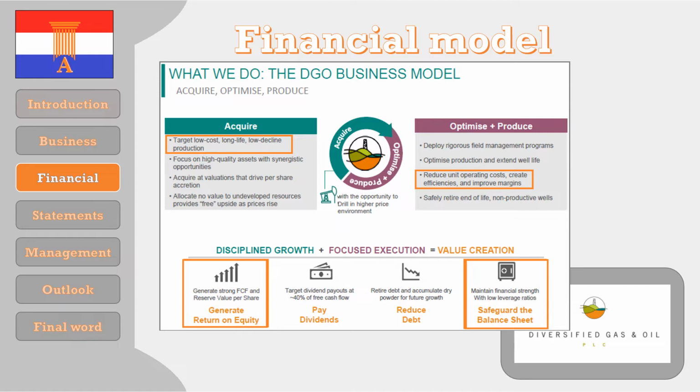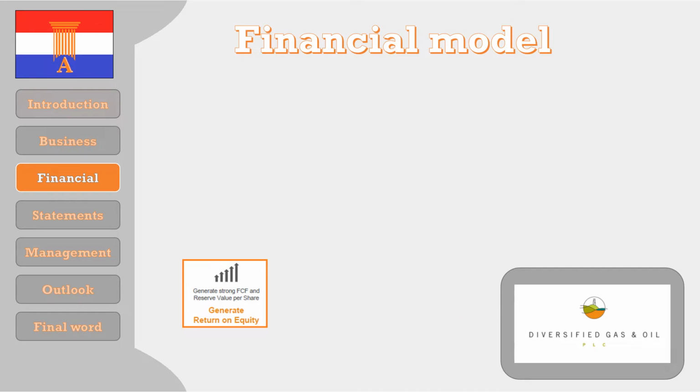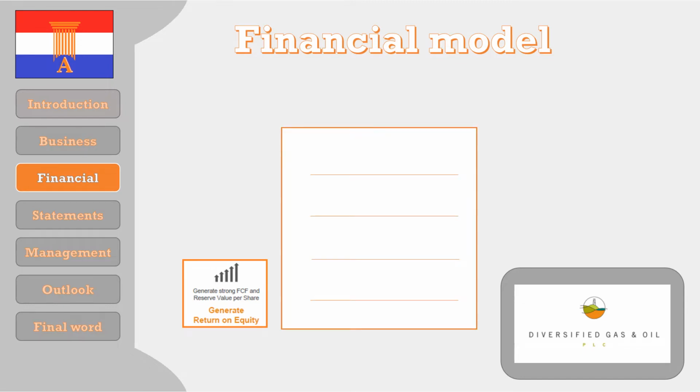Previously we had talked about targeting low cost, long life, low decline production and the reduced unit operating costs. And as I mentioned then, today we are going to talk about generating return on equity and safeguarding the balance sheet. What may be interesting about generating return on equity is the strong free cash flow that they want to generate, as you can see right at the start of this picture.